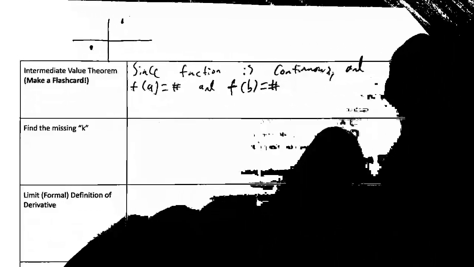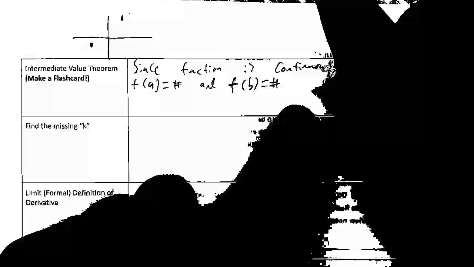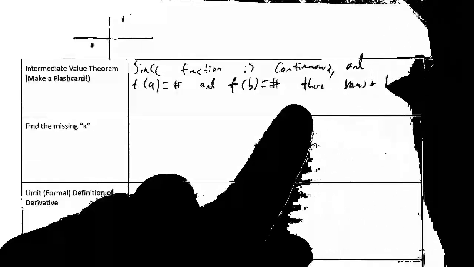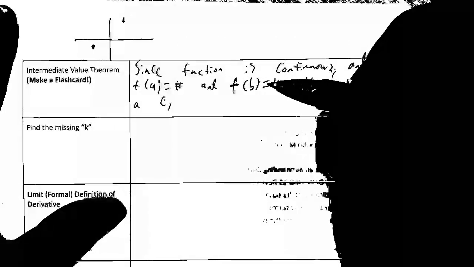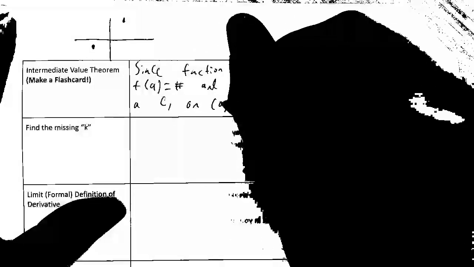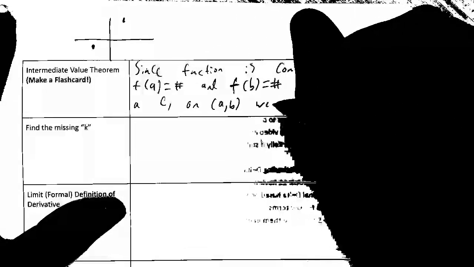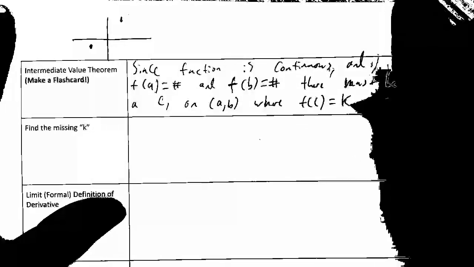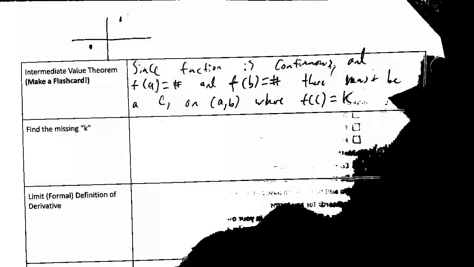So, since the function is continuous and f of a is some number and f of b is this other number, there must be a c on the interval a, b, where f of c equals k, where k is between these 2 values.